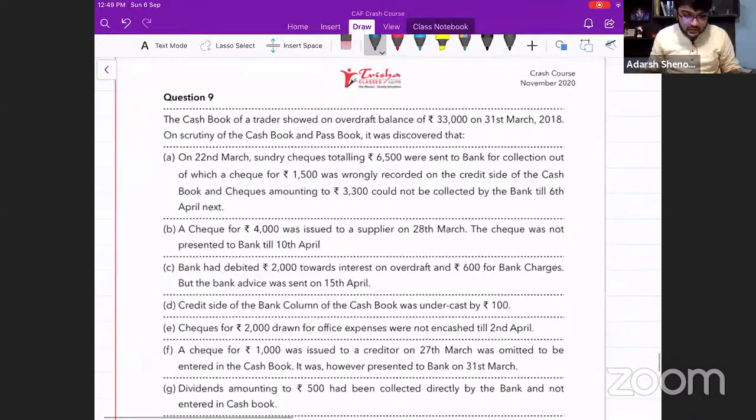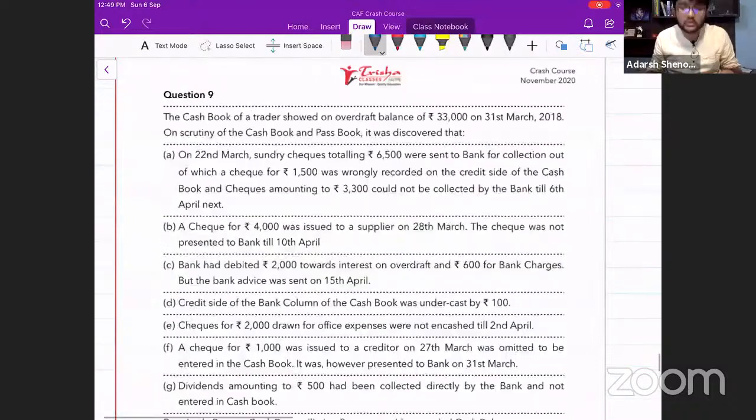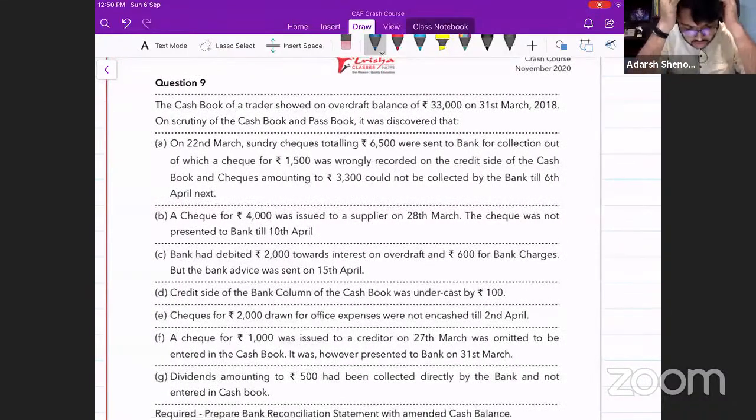Okay. Shall we do one more? We have only 10 minutes time, but I don't want to carry BRS to the next chapter. ACB is done first. The cash book of a trader showed an overdraft balance of 33,000 on 31st March 2018. On scrutiny of the cash book and the passbook, it was discovered that on 22nd March, Sunday, checks totaling 6,500 were sent to bank for collection, out of which a check for 1,500 was wrongly recorded on the credit side of the cash book, and checks amounting to 3,300 could not be collected by the bank till 6th April next.